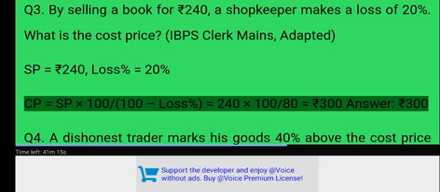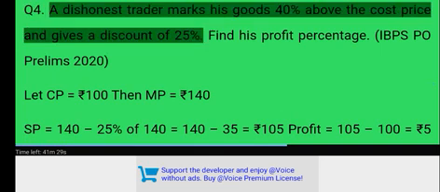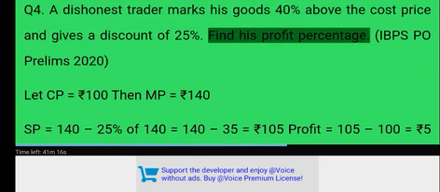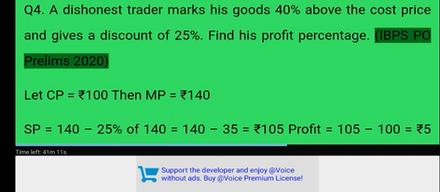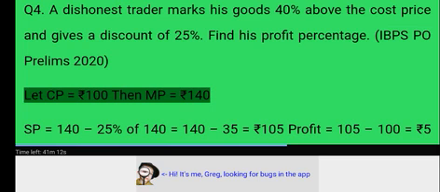Answer, 300 rupees. Q4. A dishonest trader marks his goods 40% above the cost price and gives a discount of 25%. Find his profit percentage. IBPS PO Prelims 2020. Let CP equal 100 rupees, then MP equals 140 rupees.